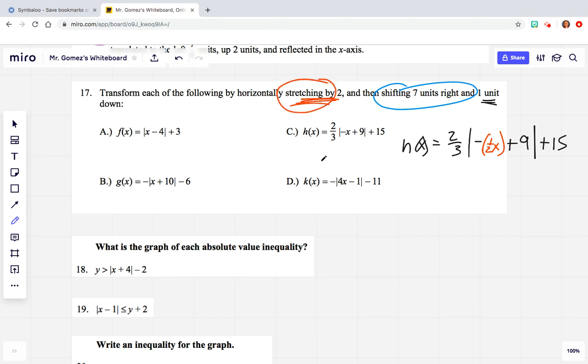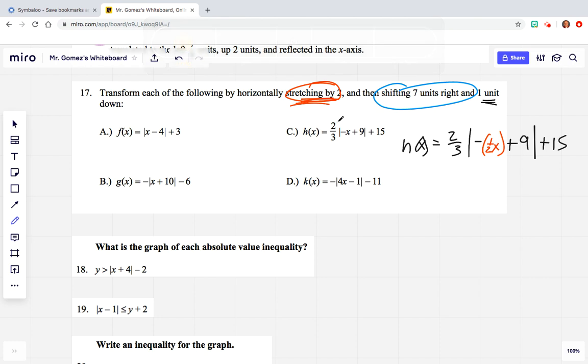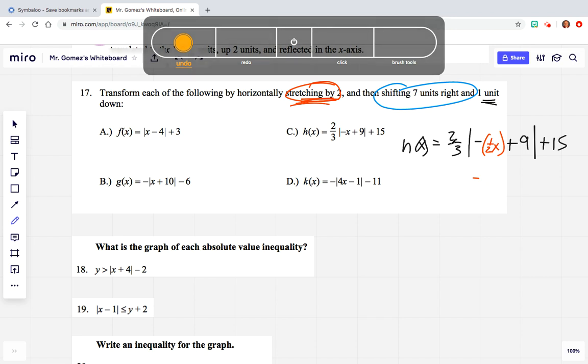This is accounting for that horizontal stretch by 1/2. Okay. And then from here, let's say if you were to simplify, you would still get this, to where you're still going to look at this x on the next step and do this 7 units to the right. So let's go ahead and do that right now, but in color coordination.